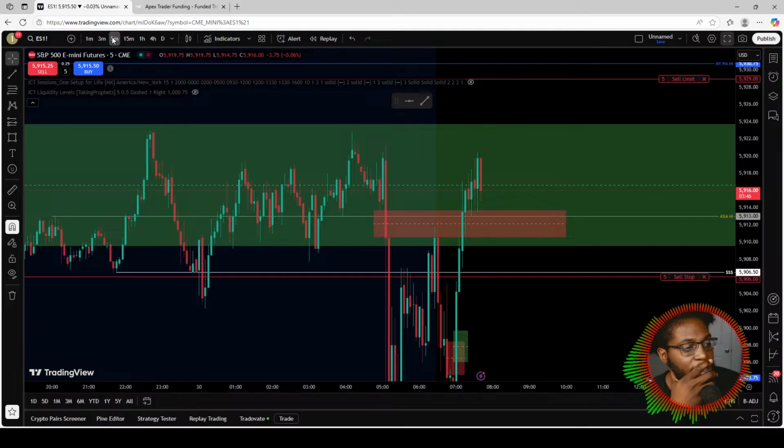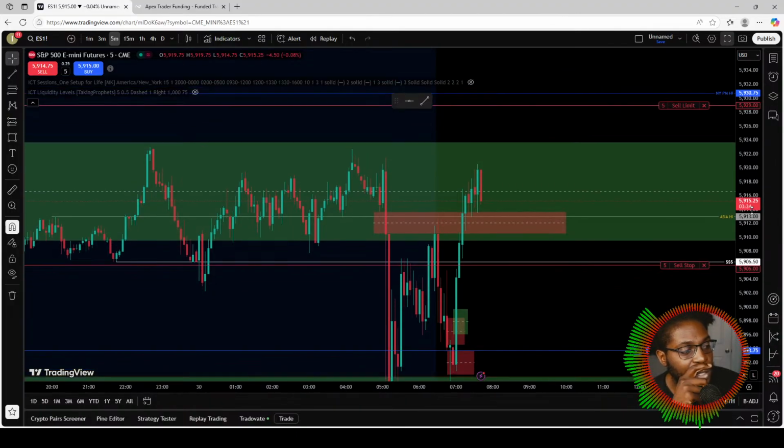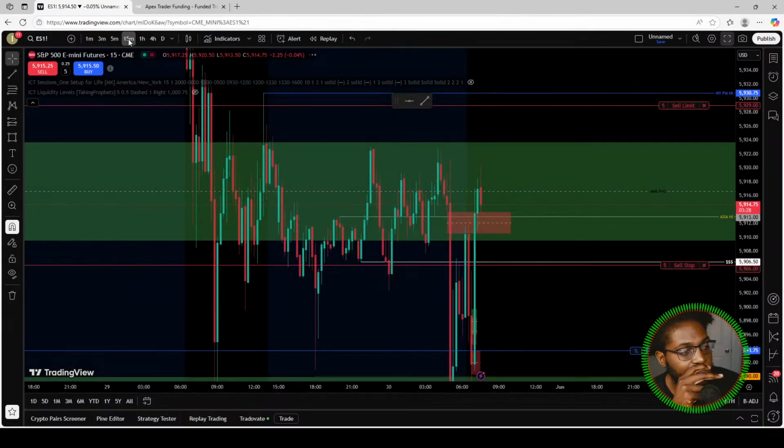Let's look at higher time frame, see what's going on. And that's another thing. Staring at that 1 minute chart will trick you out of a trade sometimes. So you definitely have to kind of zoom out to see what's really going on. But I don't think it's enough to get me out of the trade just yet.